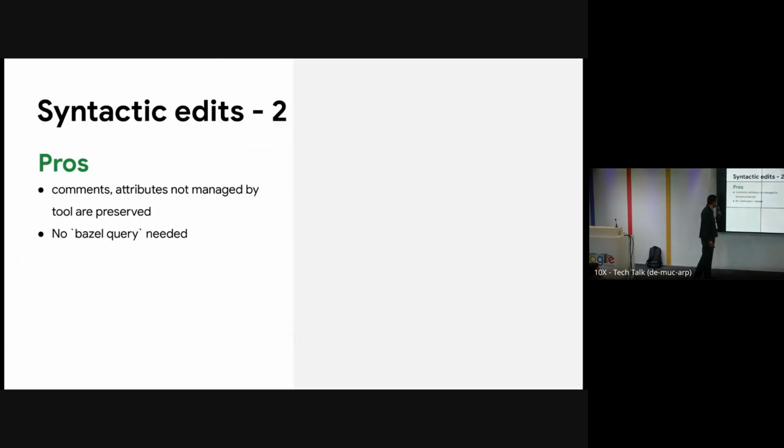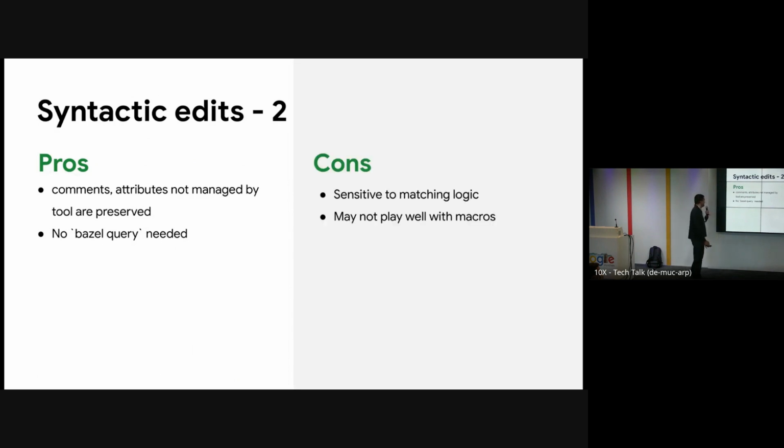Okay, so the good thing about this is all comments and all attributes not managed by the tool are preserved. So that's good. There is no need for Bazel query. Therefore, it's fast. The cons is that it's sensitive to the matching logic. And when macros are in play, things may not work out well.